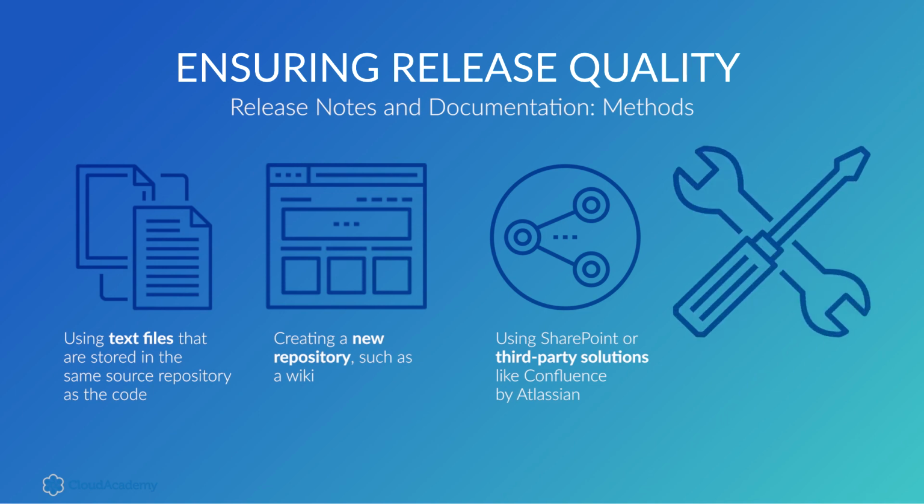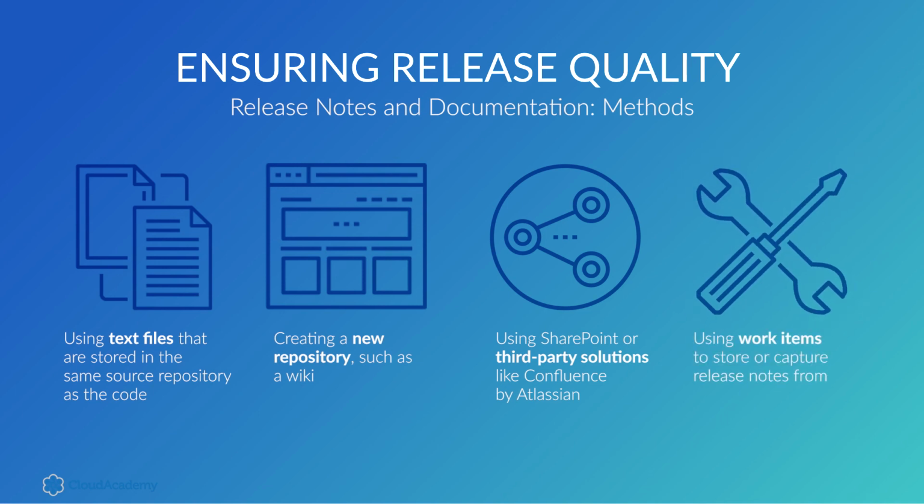Another option is using work items to store and capture release notes. Depending on how you track your tasks, you could have bugs, tasks, user stories, or other items which you can extract data from a particular field to cobble together a release notes text block, allowing the task of extracting this text to be fully automated.